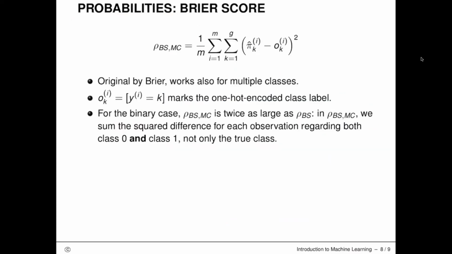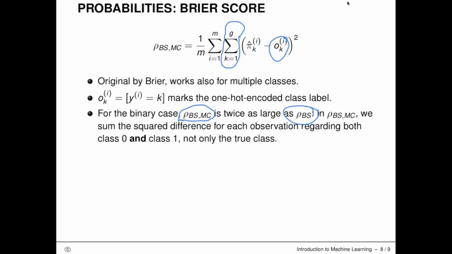We can also define the Brier score for multi-class classification. The idea is just the same as for the binary Brier score, but we have to sum over all the classes. So k goes from 1 to g. And here the o_ik marks the one-hot encoded class label. Compared to the binary case, this Brier score for the multi-class case is twice as large as the usual Brier score because we sum the squared difference for each observation regarding both class 0 and class 1 and not only the true class.